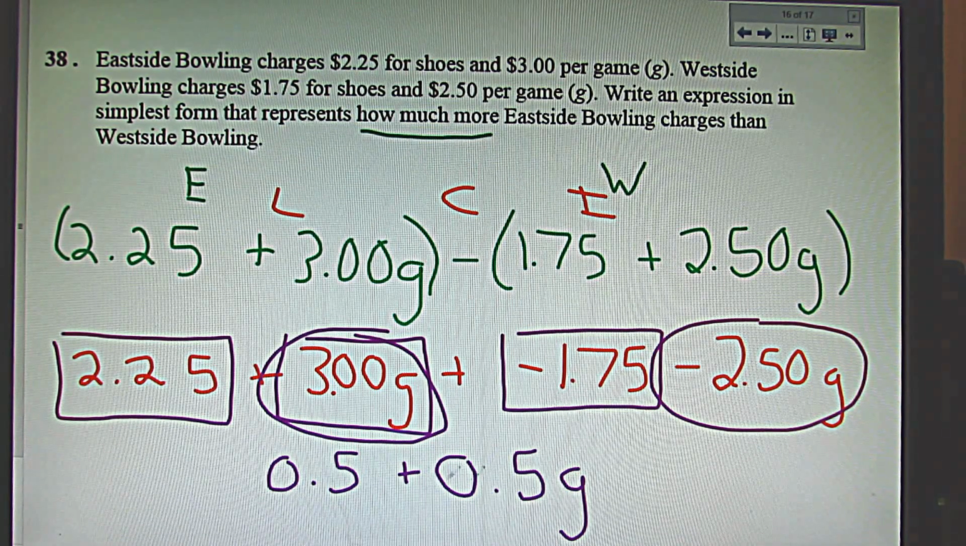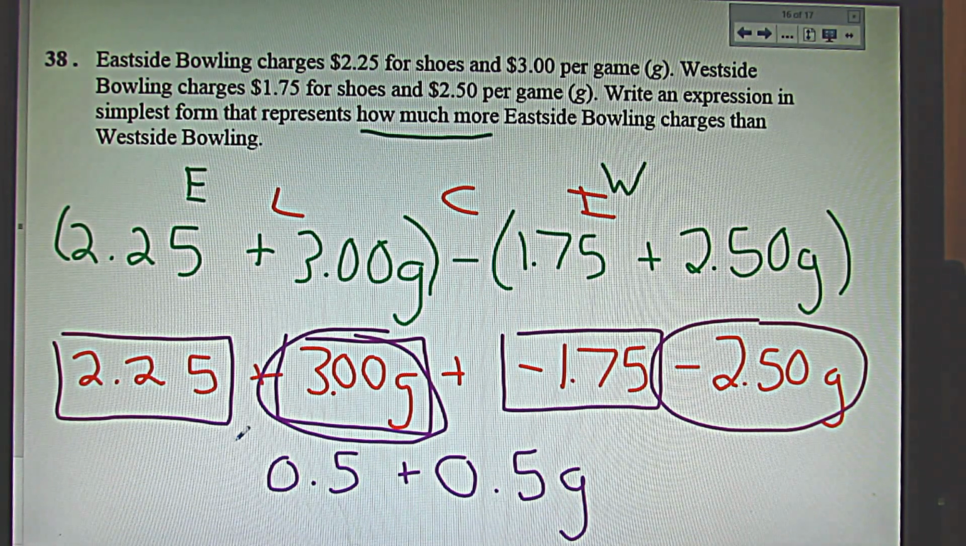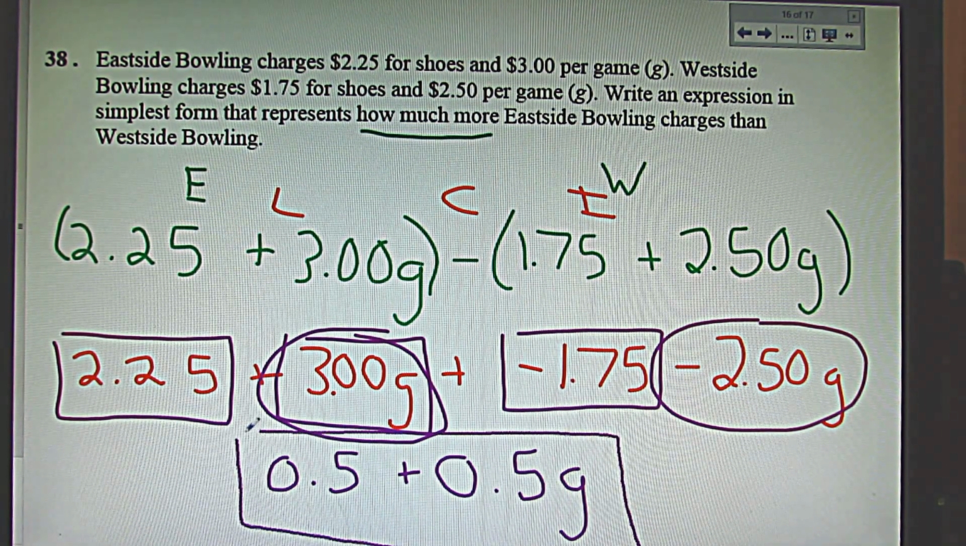Can I add these two together? They look really similar, however, they are not like terms because this has a G on it and this does not. So my final simplified answer is going to have to be 0.5 plus 0.5G.